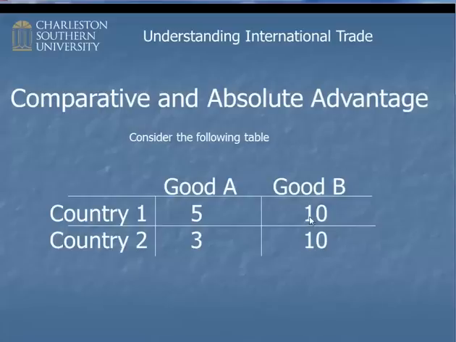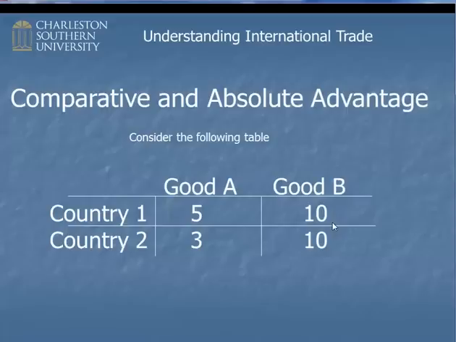So in country 1 they can get an extra unit of good B by giving up 1/2 a unit of good A. You see that? Because if 5 make 10, 1 would make 2. So to get an extra good B you'd give up 1/2 of A. In country 2 it's different. 3 would make 10, or 1 would make a little more than 3, 3 1/3, right? So to get an extra unit of good B in country 2, you would have to give up only 1/3, or actually a little less than 1/3 of a unit of good A. To get an extra unit of good B in country 1, you would have to give up 1/2.